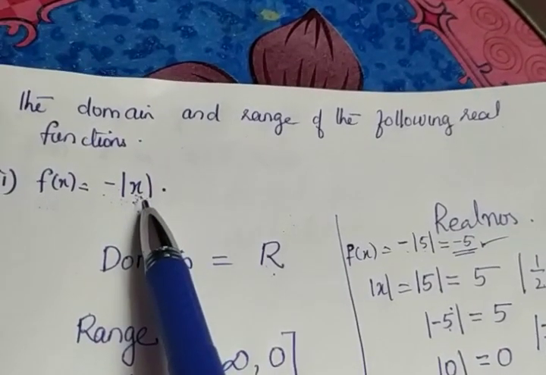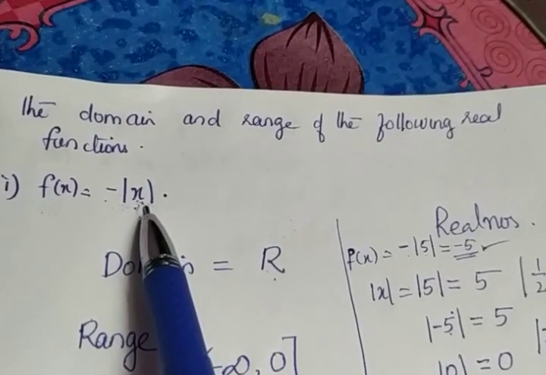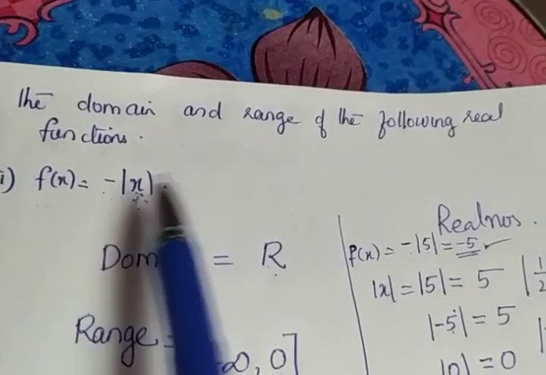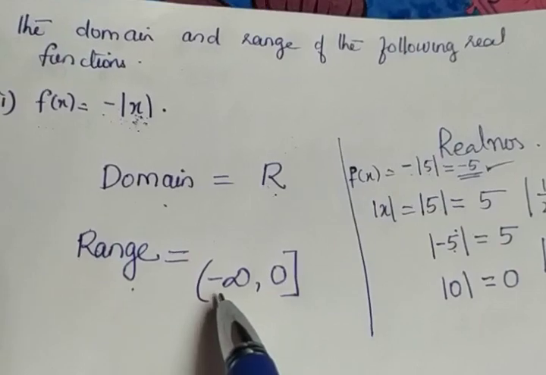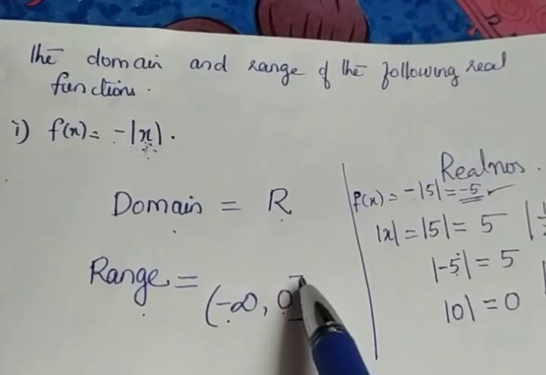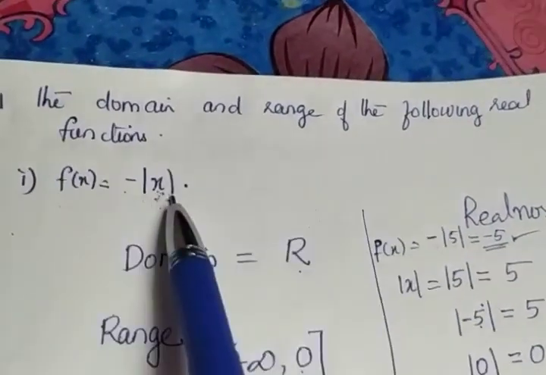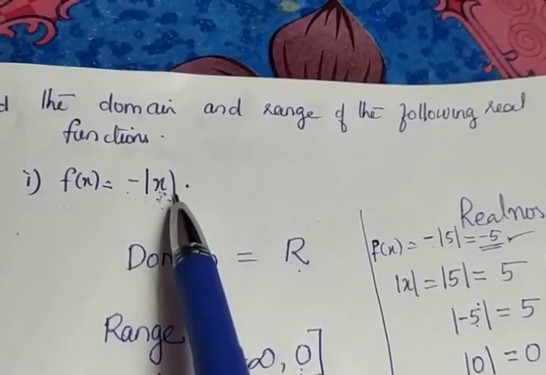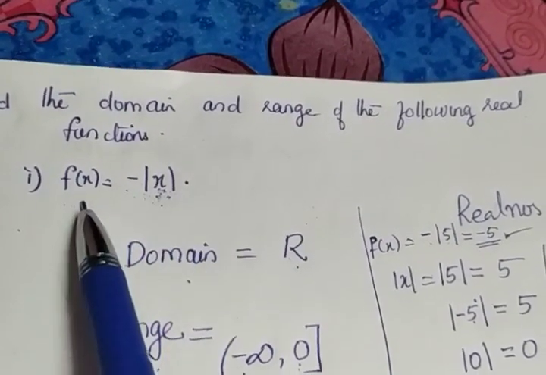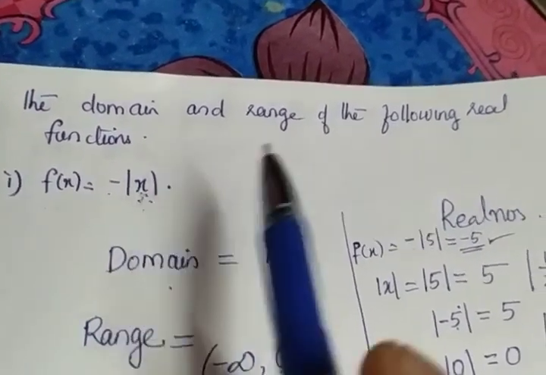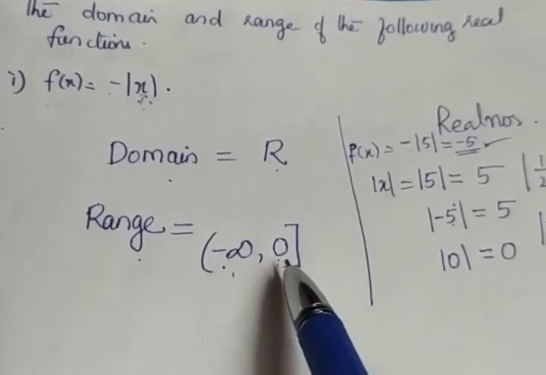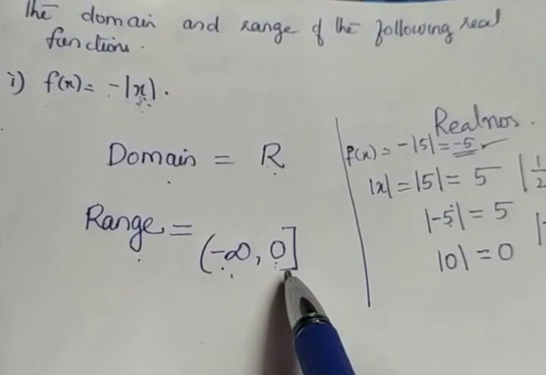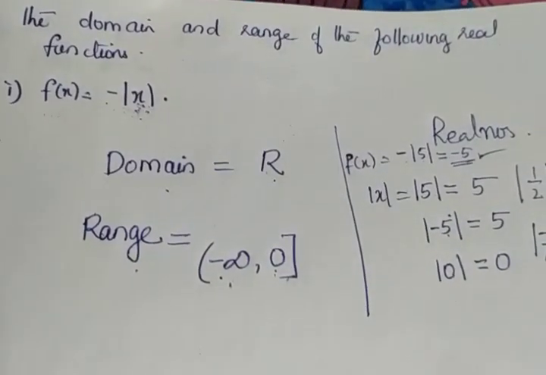Therefore, the range will be negative numbers. Negative numbers means all the negative real numbers are there. That is the reason why we are expressing it as minus infinity to 0. Here it is closed. Why? Because modulus of 0 is 0 and minus modulus of 0 is 0. So f of x can take the value 0 also. That is the reason why we are taking the interval as open at minus infinity and closed at 0. That will become the range.